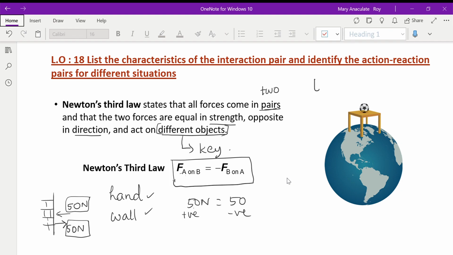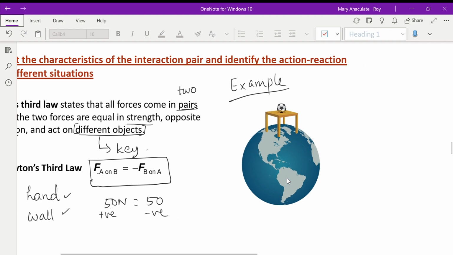Alright, let's take this example question here. Now let's analyze. When you say Newton's third law pair, they could ask you to write it, or choices might be given to you to choose the correct one.